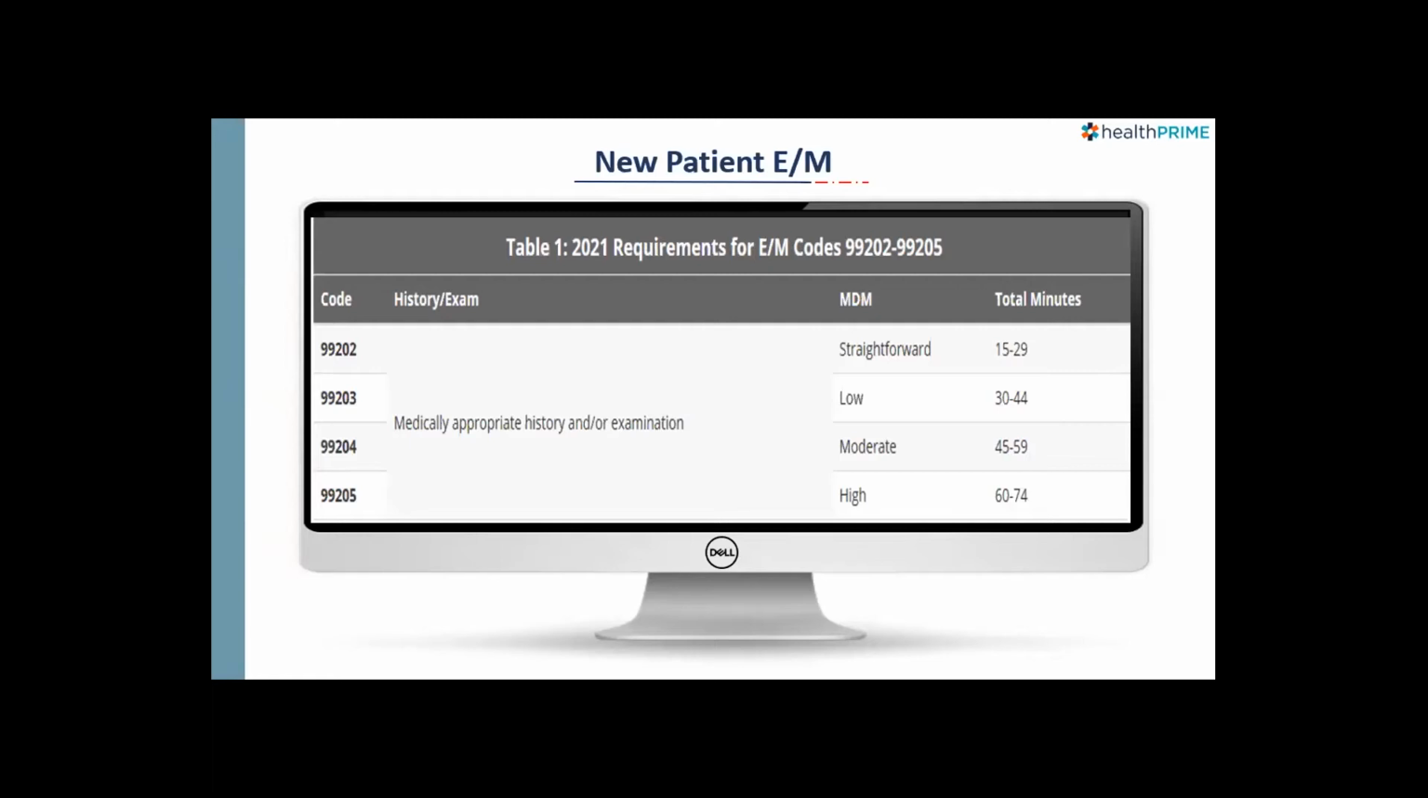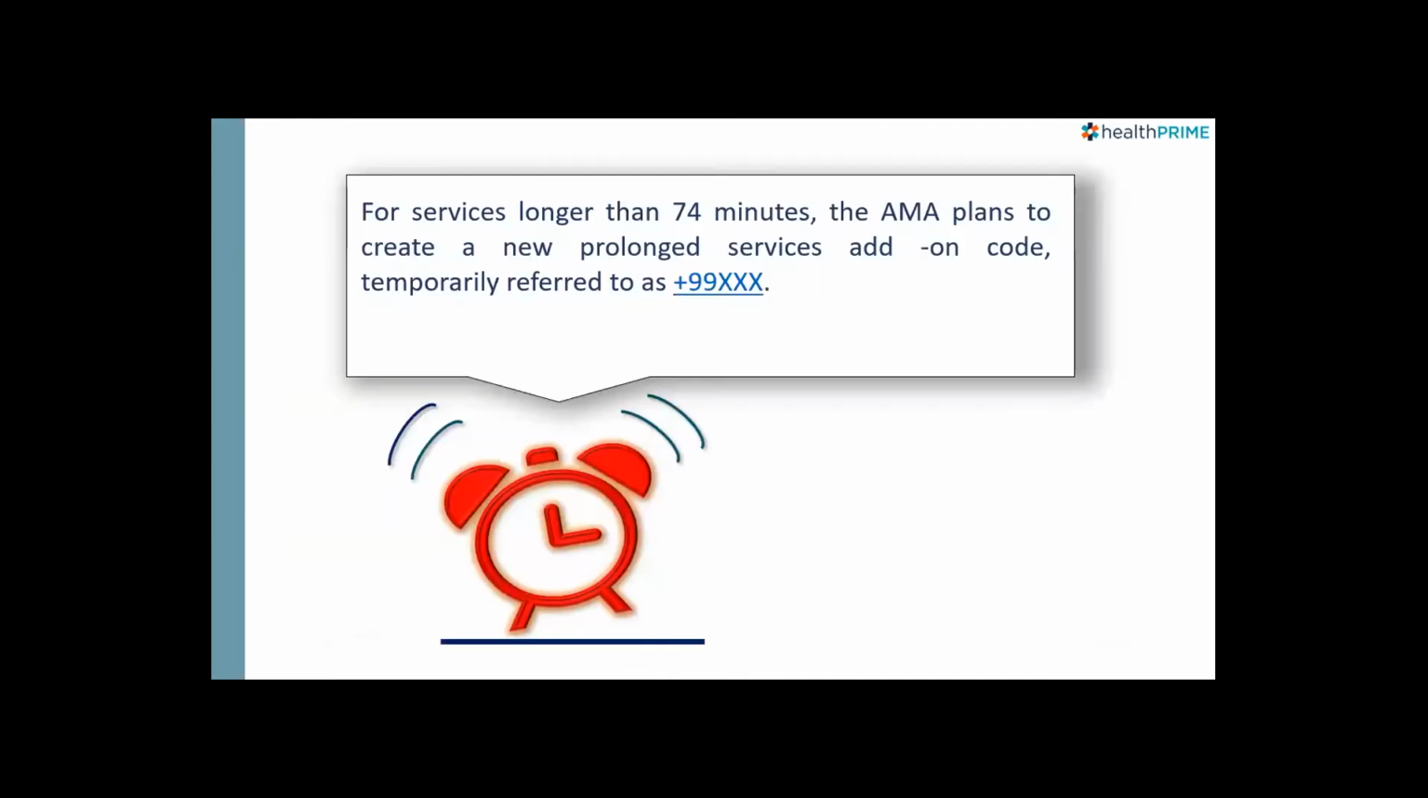A medically appropriate history and examination is required for all the code levels, which can be pertinent to the patient's current complaint. The other way we can code for this code is quite similar to 2020. That is, it can be coded on the basis of the total time spent in patient care. The highest time is between 60 to 74 minutes, which is for CPT 99205. One new thing we are going to see in 2021 is a prolonged service code.